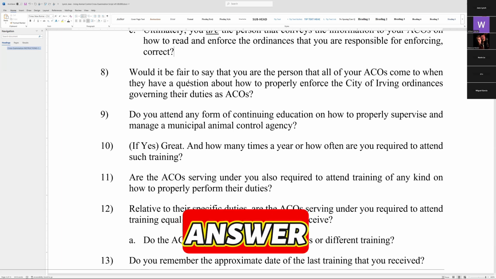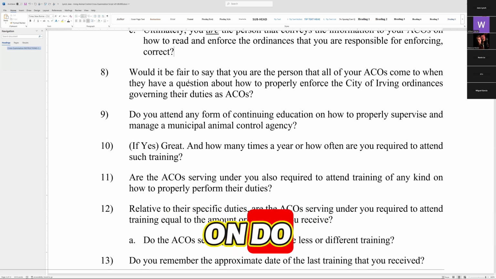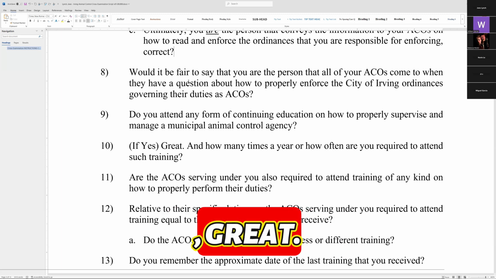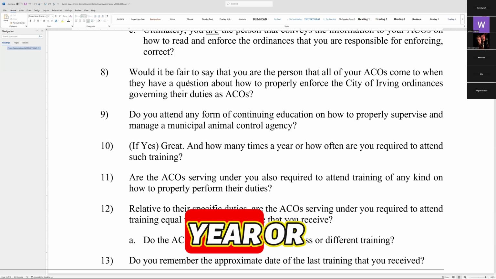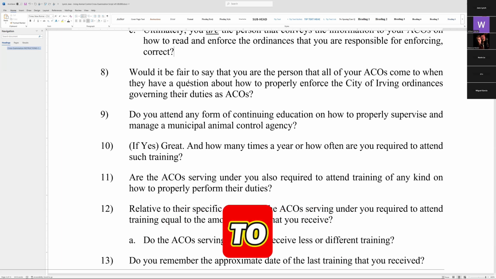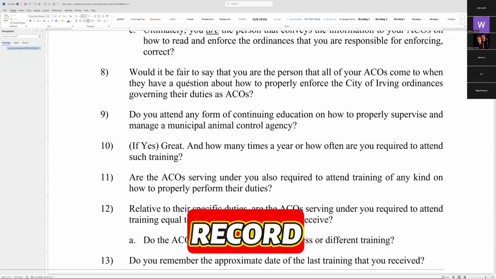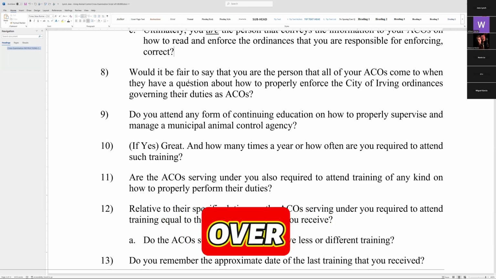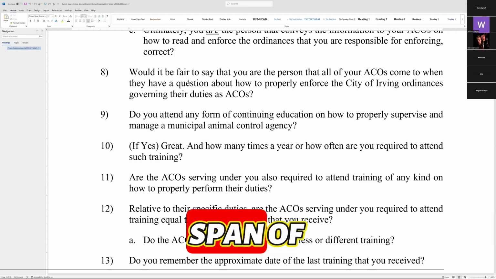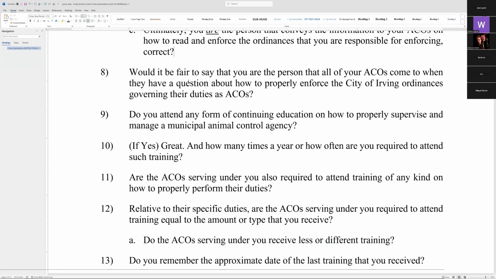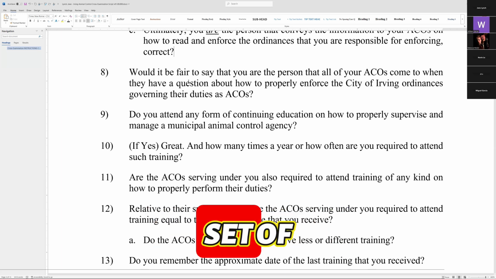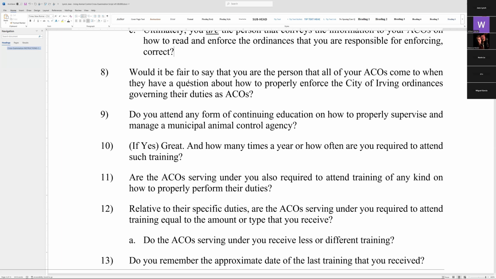Now, if the answer is yes to that question on do you attend continuing education, great. How many times a year or how often are you required to attend such training? Jane, according to the record you have, over what span of time do they attend or get re-educated or attend a different set of training? She hasn't had any training since 2023, according to this.